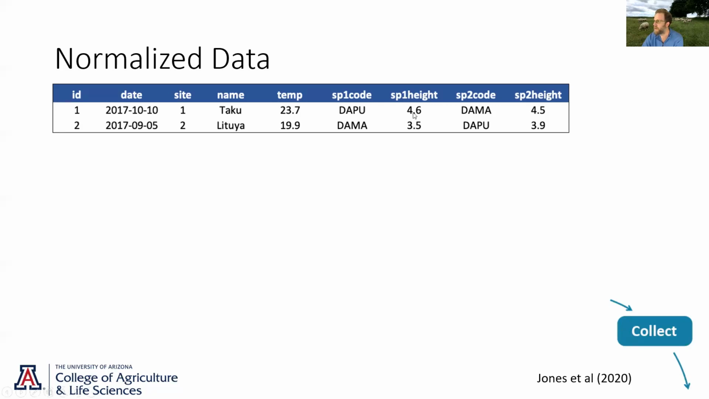Now you have 2 pieces of information for each species: species 1, the code for it, and species 2 code, species 2 height. So this is the wide format. We have the same problem again. If we wanted to record another piece of information, say the diameter of a tree or a 3rd species, then we would have to add a lot more additional columns.